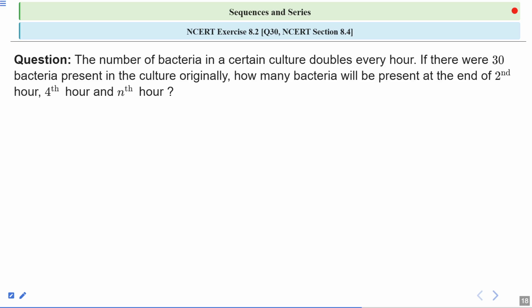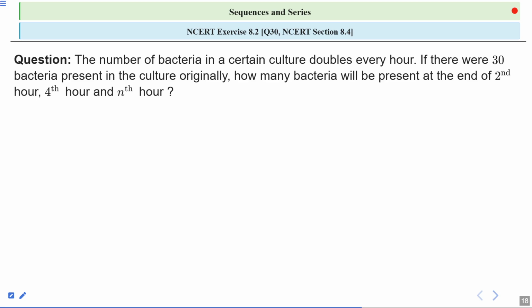So in next problem, first of all see what information is given and what we have to find out. Okay, so here in this question we have the number of bacteria in a certain culture doubles every hour. If there were 30 bacteria present in the culture originally, then how many bacteria will be present at the end of second hour, fourth hour and nth hour?